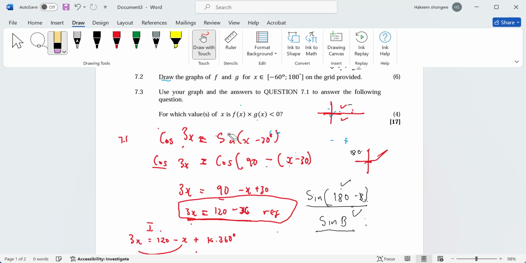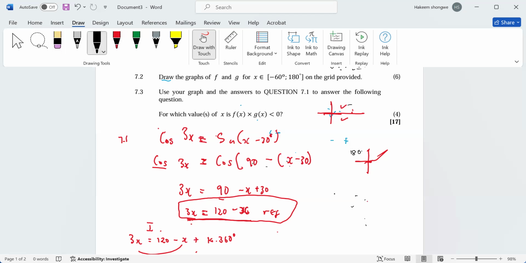Yes, I can see. I have cos, I have sine. If I have cos and then sine with different angles, 3x and x minus 30, it's a problem, because I'm dealing with cos and then sine. But I know something from reducing angles. If I were to reduce this, let's look at this here.